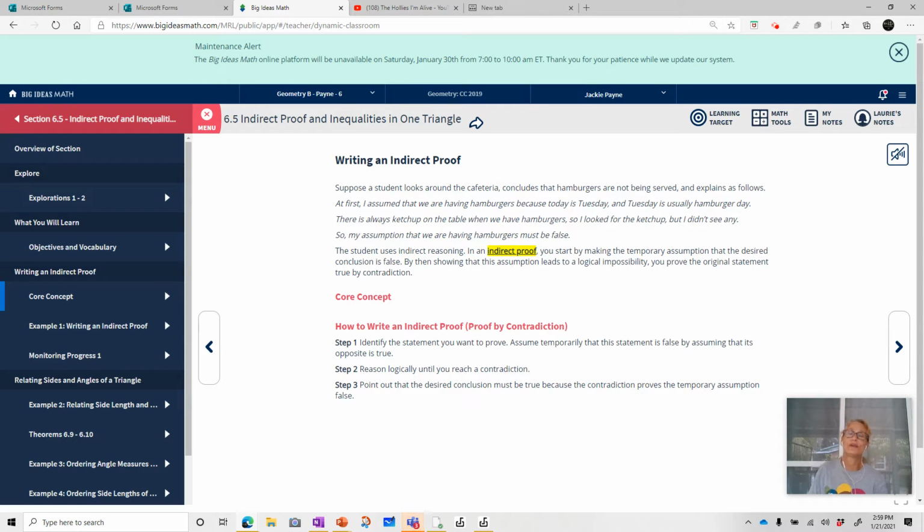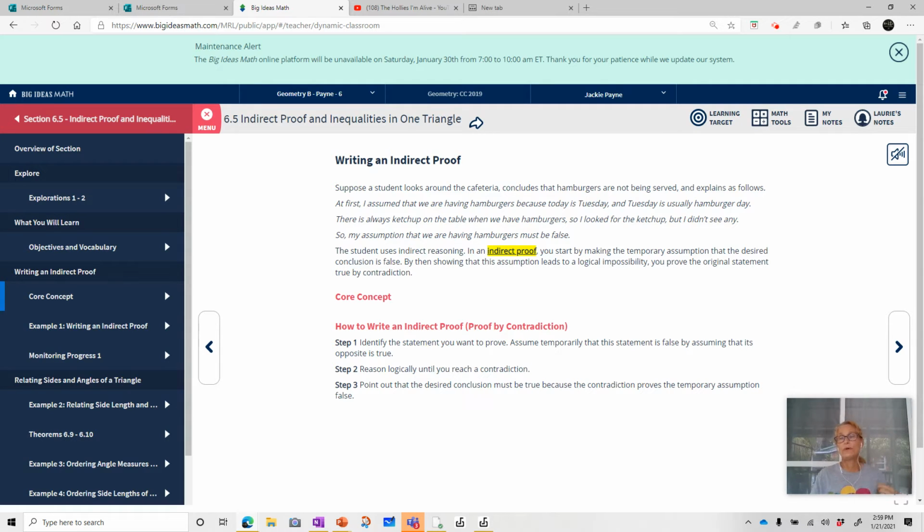Suppose a student looks around the cafeteria, concludes that hamburgers are not being served, and explains as follows. At first, I assume that we're having hamburgers because today is Tuesday. And Tuesday is usually hamburger day. There's always ketchup on the table when we have hamburgers, so I looked for the ketchup, but I didn't see any. So my assumption that we're having hamburgers must be false. This is indirect reasoning, or what we call an indirect proof.